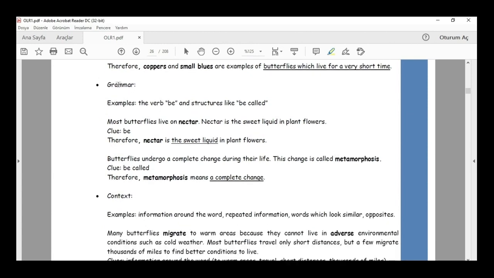The grammar can help you too. Of course, if you have X is Y, A is B, or again, X is called Y, A is called B, that means I am talking about the same things. Most butterflies live on nectar. Nectar is the sweet liquid in plant flowers. Of course, this word means this explanation over here. Nectar is the sweet liquid in plant flowers.